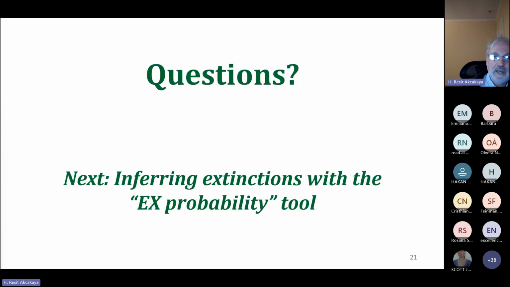Any questions on this? I will next be talking about inferring extinctions.